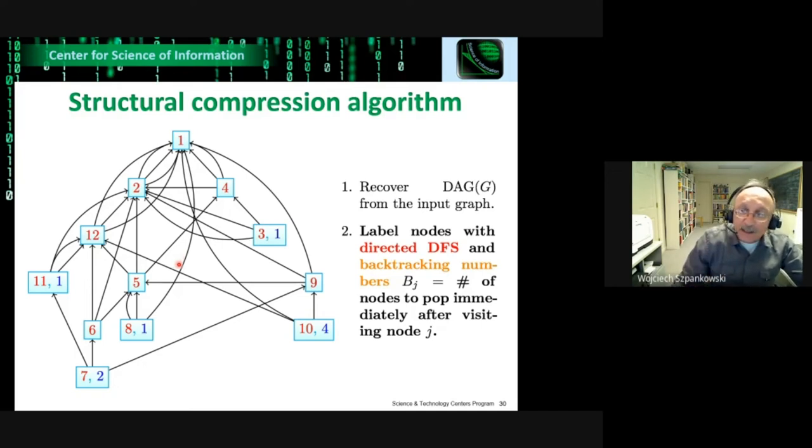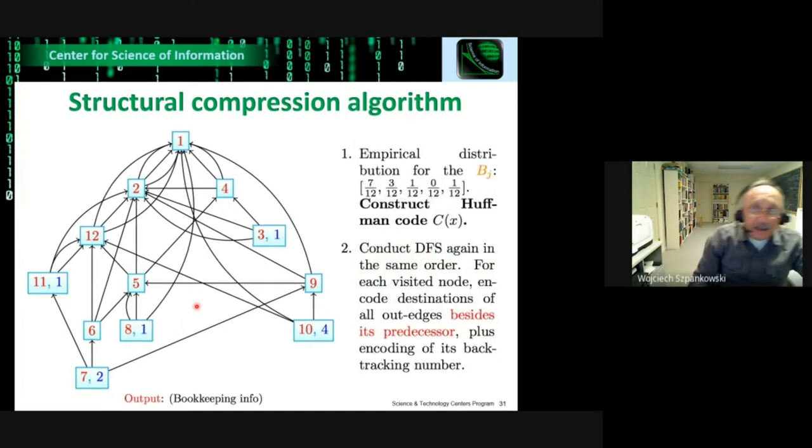My more interesting question is, these numbers are random for a random graph. How many bits do I need to actually store these blue numbers? This is an interesting question, and not easy. I will tell you later, but how do we do it? We first compute the empirical distribution of B. So there's 7 with backtracking number 0, 3 with number 1, 1 with 2. This is the empirical distribution. I use Huffman code or arithmetic encoding for this distribution to get the number of bits. And the number of bits is basically the log of this probability distribution.